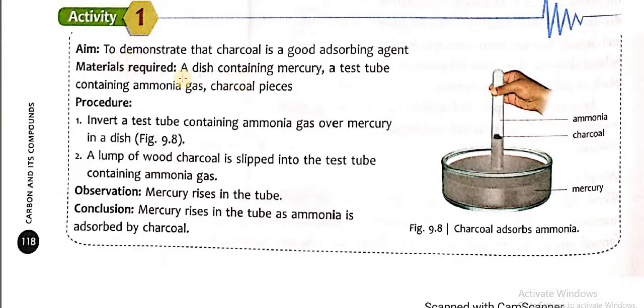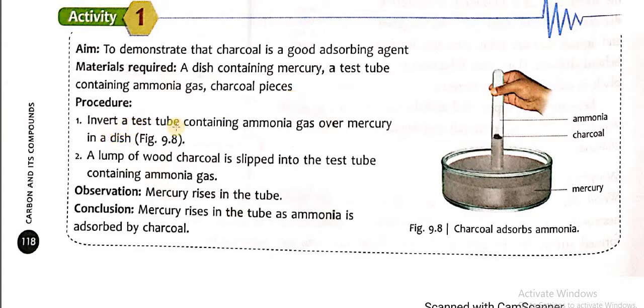So the aim is to demonstrate that charcoal is a good adsorbing agent. The materials required are a disc containing mercury, a test tube filled with ammonia gas, and charcoal pieces. Okay. Now what is the procedure?